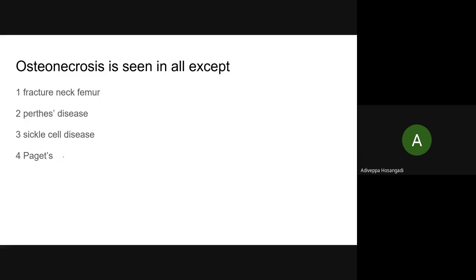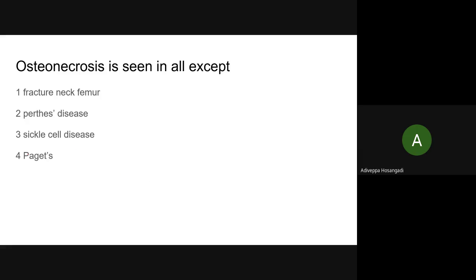Paget's, sir. Very good. See, it is Paget's disease. In the last class I explained, I'm not sure if you remember, that in Paget's disease osteoclast function is deranged. Deranged osteoclast function means abnormal bone is laid down, and soft, deformed bones result.